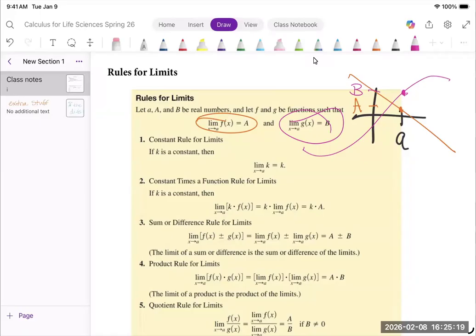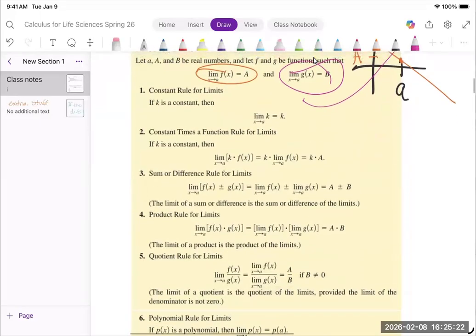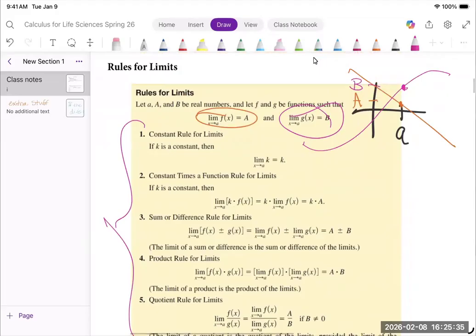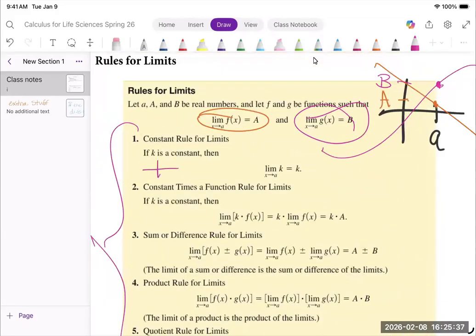These are all for solving algebraically, rules 1 through 5. So if k is a constant, then the limit as x approaches a of k equals k. What that means is if I'm just a number, like say y equals 2, then the limit is k. No matter where we are on the horizontal, the limit is k because the line is just k all the time.